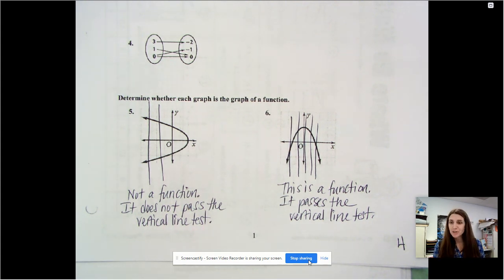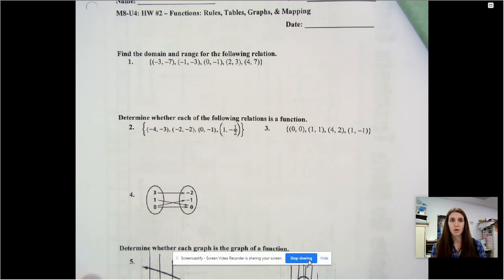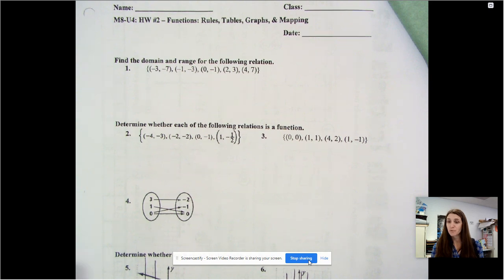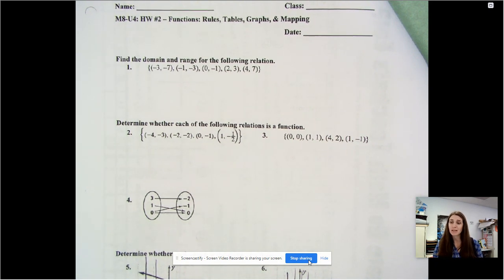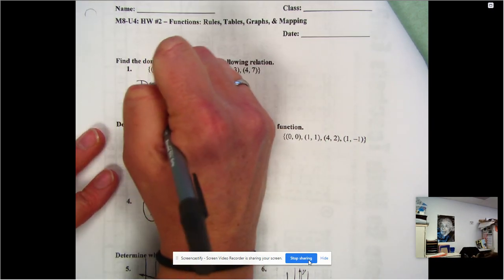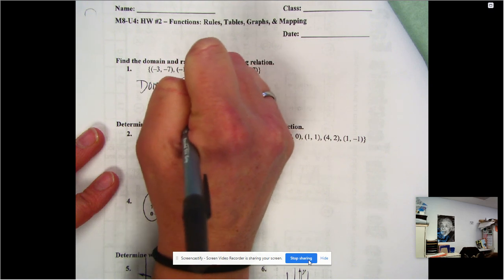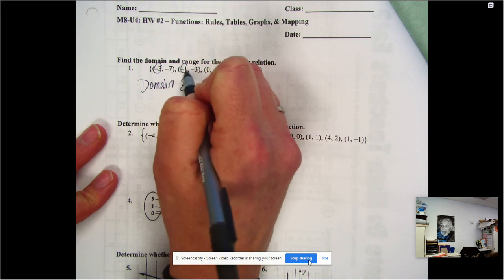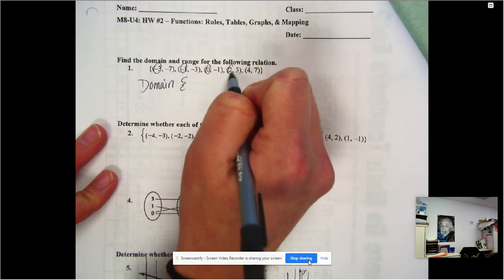Alrighty, so we're going to keep doing practice problems like this. Remember, we can look at ordered pairs, tables, mapping diagrams, equations, and verbal relationships, okay? So let's go up here and look at number 1. It says, find the domain and range for the following relation. If you remember yesterday, we talked about the domain being the x values and the range being the y values. So the domain is going to be the x values in each coordinate: -3, -1, 0, 2, and 4.